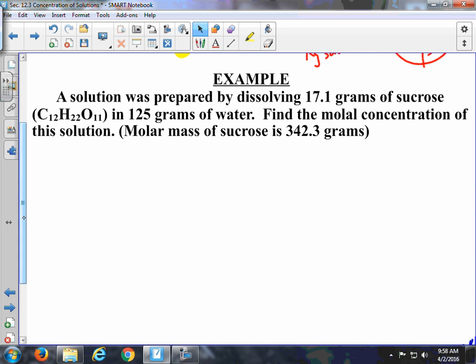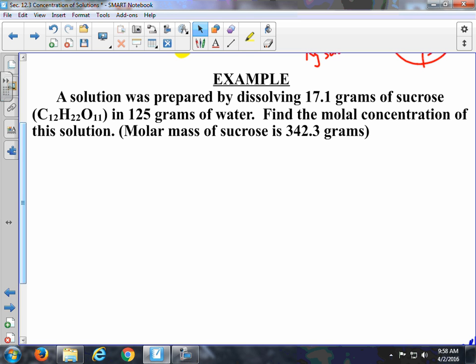Let's go ahead and do an example here. A solution was prepared by dissolving 17.1 grams of sucrose in 125 grams of water. Find the molal concentration. Now, molal concentration is the same as molality. If I asked what is the molar concentration, you would solve for molarity. So molal means molality, molar means molarity. So find the molal concentration.